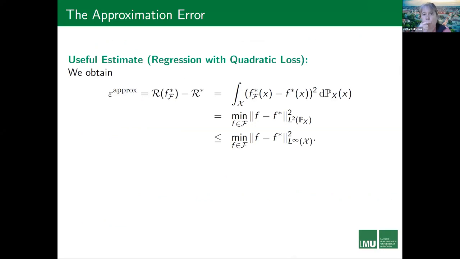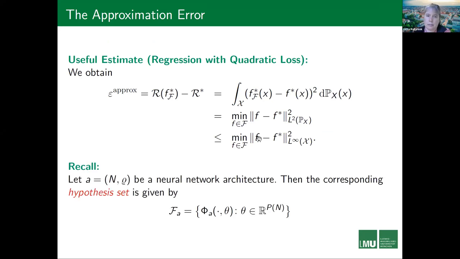For instance, in the case of regression with quadratic loss, I can look at it this way. This, just from the definition of the risk, is nothing else than this integral. This we already discussed just a couple of minutes ago. And this is the L2 error squared. And this I can also estimate, for instance, by the L infinity error. So this is what I would like to now estimate and analyze.